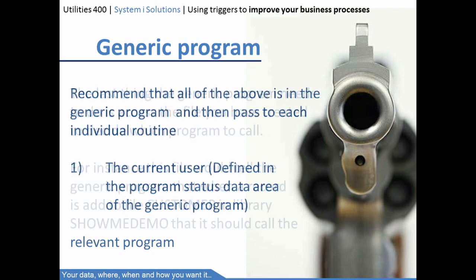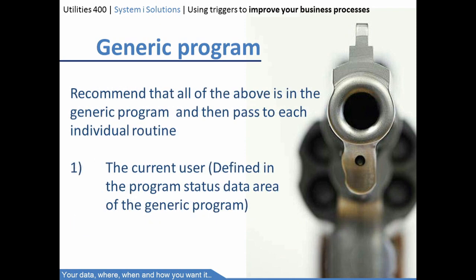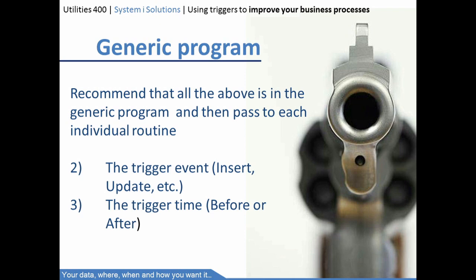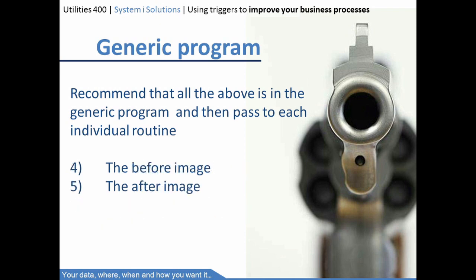And that's what I talked about before, about having a generic program to access the file to decide which program you want to call. So if you're using the standard methodology that we recommend, one generic program from the trigger calls your actual logic program that you defined. Then the generic program can pass into your actual trigger program, not your journal program, the username, the trigger event, the time, before and after, and the before and after string. That's really the only data your trigger program needs.